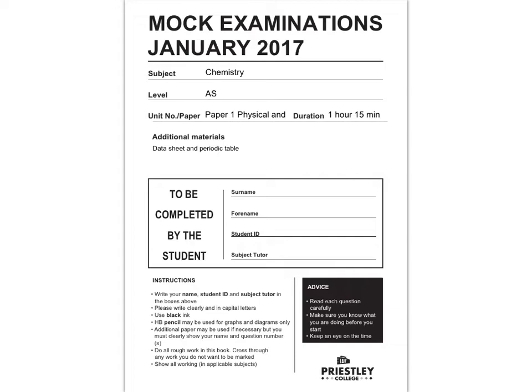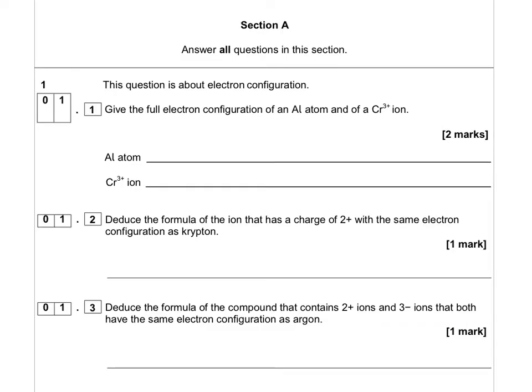Mock exam, January 2017. This question is about the electron configuration. Give the full electron configuration, so that means you shouldn't be using noble gas cores, of an aluminium atom and a chromium 3+ ion. So the first thing you need to do is use your periodic table to work out how many electrons each one of these has. So aluminium has 13 electrons.